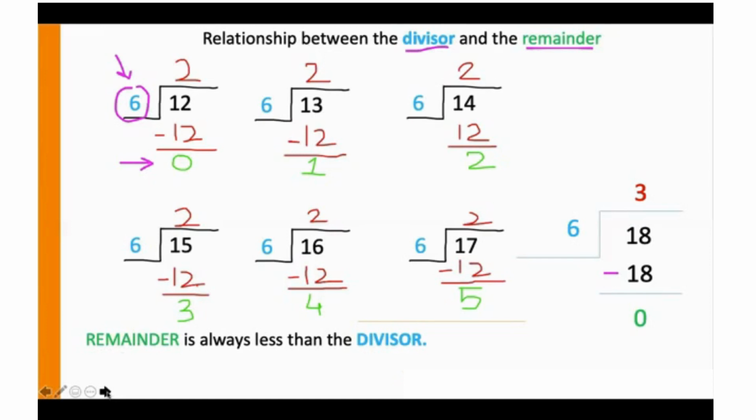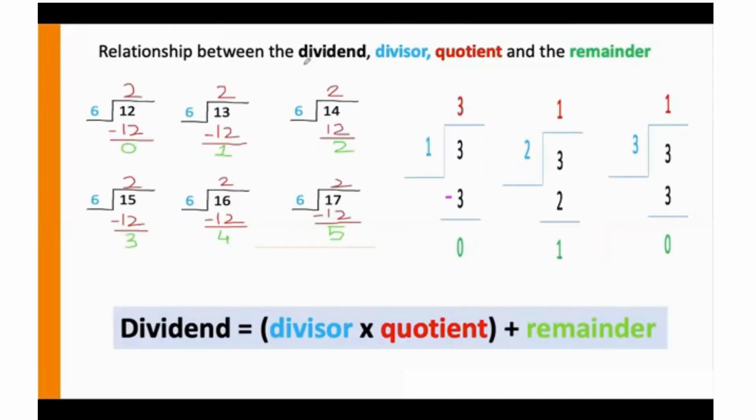Now let's move forward and look at the relationship between all 4 of them, the dividend, divisor, quotient, and the remainder. So if you are dividing whole numbers by whole numbers, you will get this relationship that dividend is equal to divisor into quotient plus the remainder. And you can see in all the cases that we have looked at till now, 6 2s are 12 plus 0 gives you 12. 6 2s are 12 plus 1, 13 will give you 13. 6 2s are 12 plus 2 gives you the dividend 14.